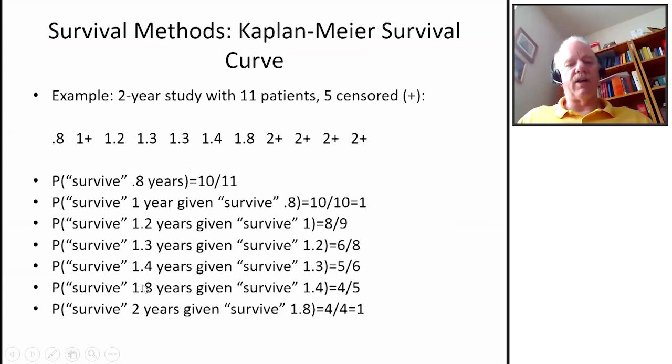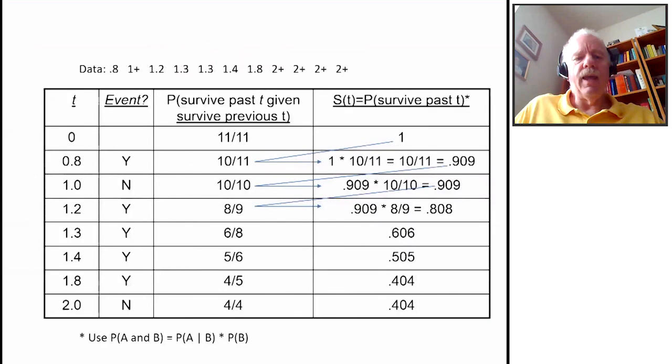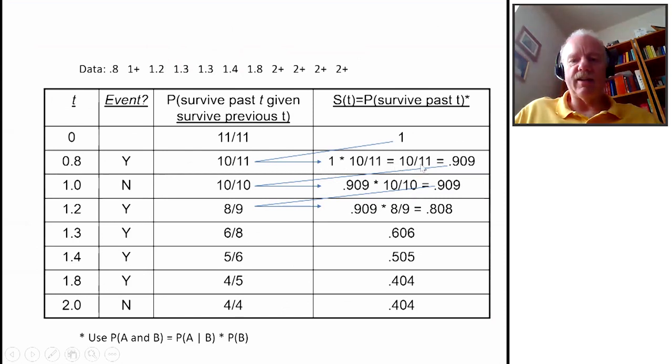And so we continue to calculate all these probabilities. Given that you survived the previous time point, what's the probability that you survive the next time point? And then to get an overall estimate of the probability of surviving a certain amount of time, we say, well, the probability of surviving 0.8 years, first you have to survive 0 years. Everyone survived 0 years. Then you have to survive 0.8 years. And this was the probability of surviving 0.8, given that you survived 0. So we take 1 times 10 out of 11, and that gives us 10 out of 11. So you had to survive 0, and then given that you survived 0, you had to survive 0.8. So we multiply this probability times this probability, and that gives us about a 91% chance of surviving 0.8 years. Then to survive 1 year, you have to first survive 0.8, then you have to survive 1, given that you survived 0.8.